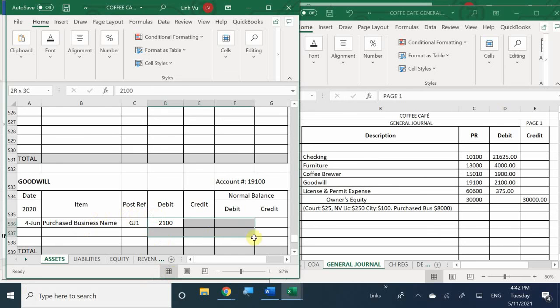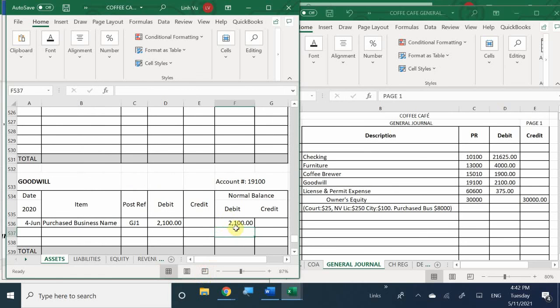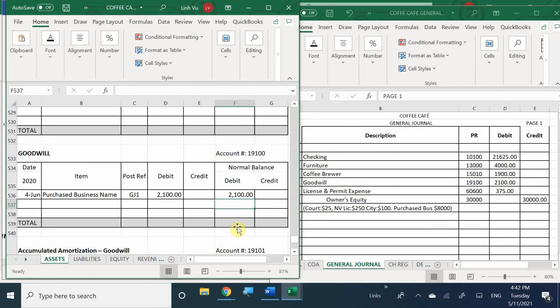All right. And I'm going to format this real quick. Okay. So therefore, I should have beginning balance reflecting as $2,100 on the debit side. Okay. All right.